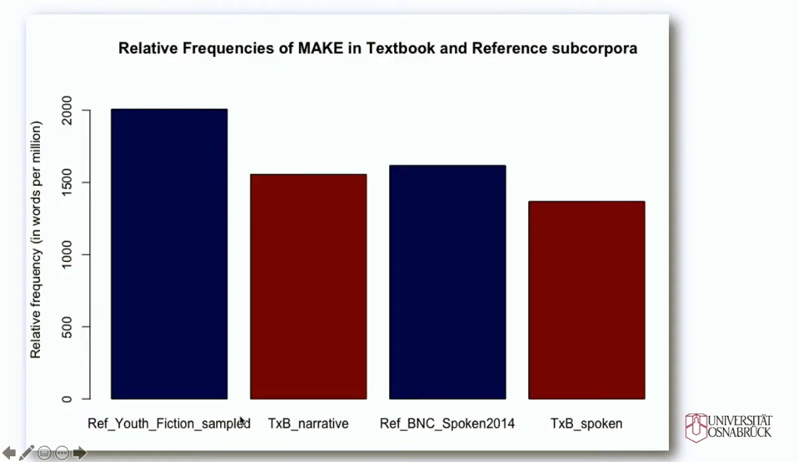If we compare the relative frequency of make in the textbook fiction as compared to the reference youth fiction corpus, we find that make is less frequent than we would expect. And similarly, textbook dialogues feature fewer occurrences of make than we would expect as compared to the reference BNC Spoken 2014 corpus. So let's look at some of these differences in more detail.